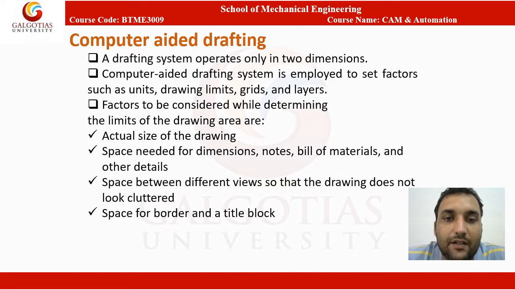So, computer-aided drafting: a drafting system operates only in two dimensions. A computer-aided drafting system is employed to set parameters such as units, drawing limits, grids, and layers. Factors to be considered while determining the limits of the drawing area are the actual size of the drawing, space needed for dimensions, notes, bill of material and other details, space between different views so that the drawing does not look cluttered, and space for borders and title block.